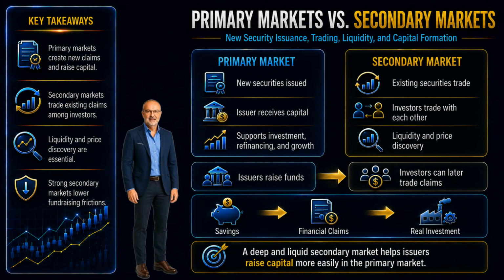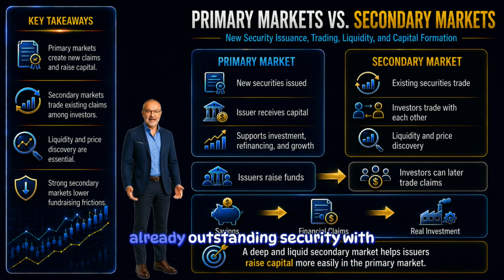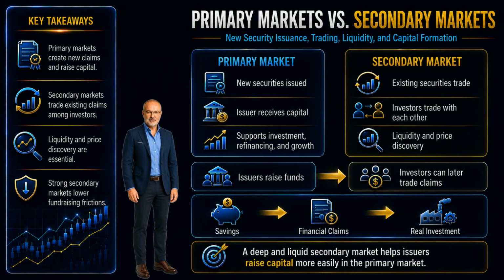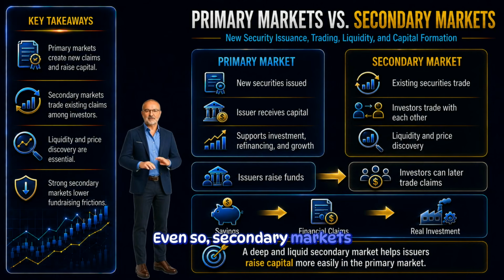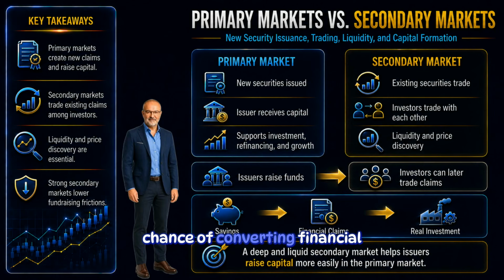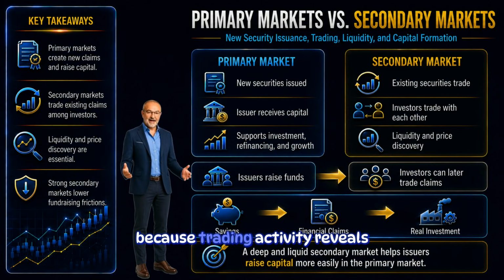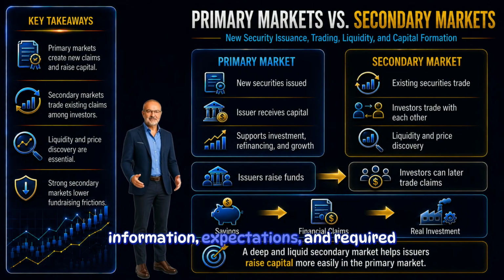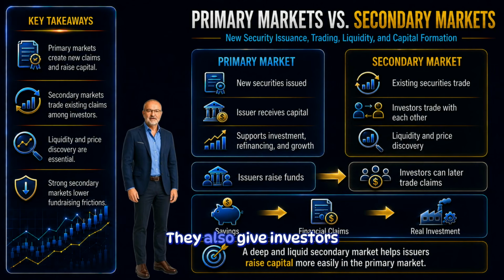Secondary markets are different. They are where existing securities trade among investors. When investors trade an already outstanding security with each other, the original issuer usually does not receive new capital from that trade. Even so, secondary markets are extremely important. They provide liquidity, meaning investors have a better chance of converting financial assets into cash when needed. They provide price discovery, because trading activity reveals information, expectations, and required returns. They also give investors flexibility. Investors can adjust portfolios as their needs, expectations, or risk tolerance change.